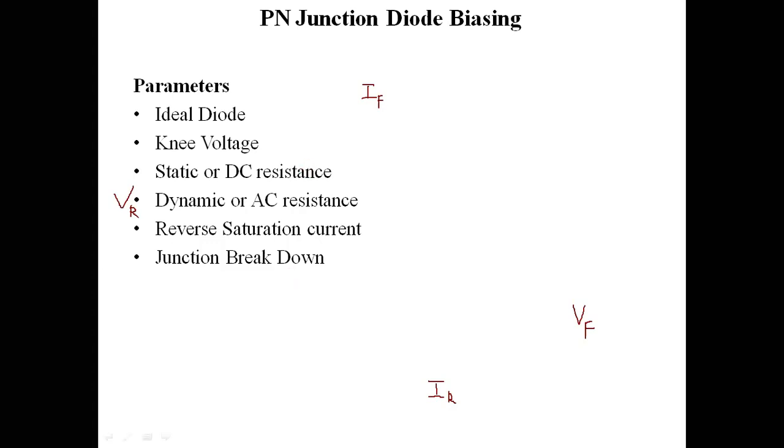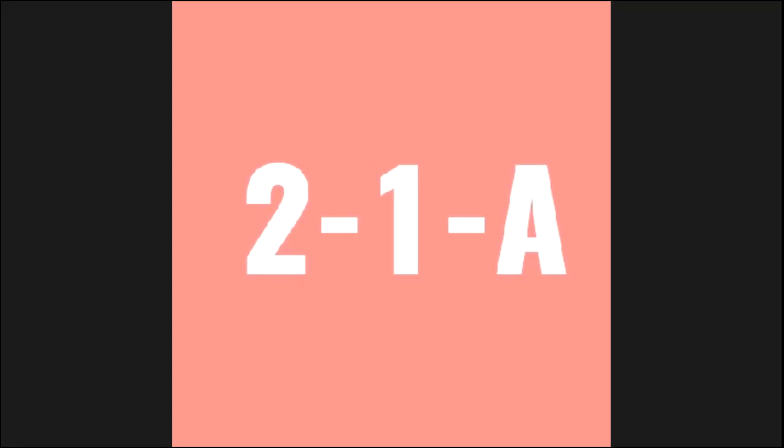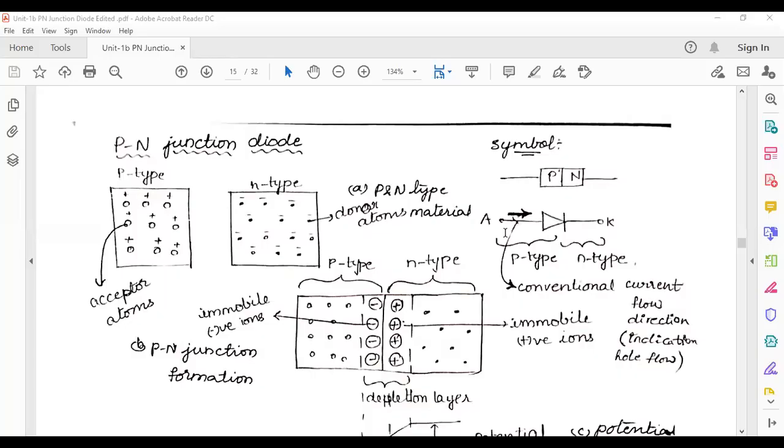Just a minute, I will go to the actual PDF. Is it visible? Tell me. Sir. Okay, PN junction diode visible to you? Yes, sir. Visible. Okay, right.